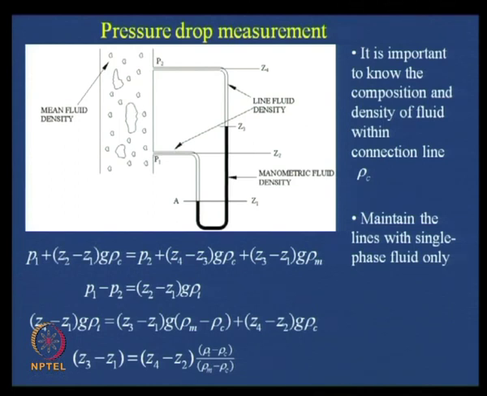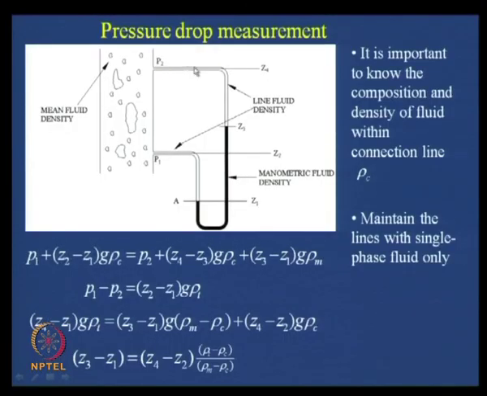Why do I call it a stumbling block? Because in order to measure the pressure difference here, what do we need? We need to know the density of the fluid which is filling up the manometer lines. In order to know the density, first we have to know the composition of the fluid there, and the other thing is we have to maintain a constant composition. So, there are two things. First, we have to know the composition, then we have to ensure that it remains constant throughout the time we make the measurements.